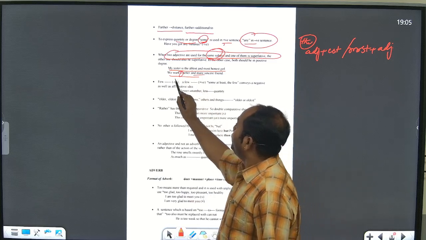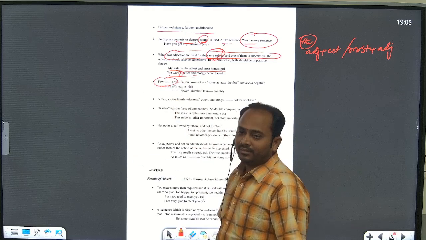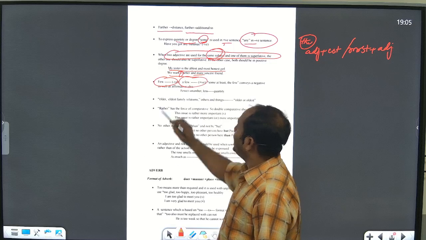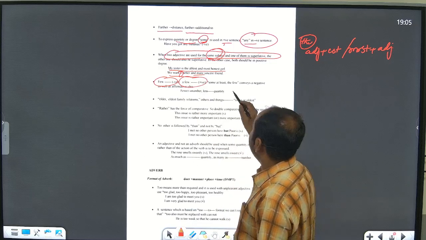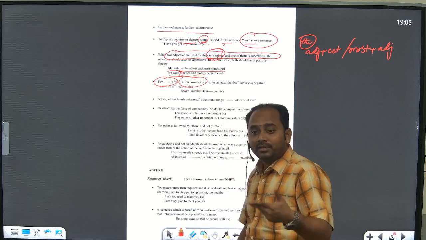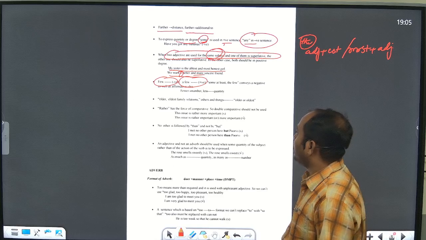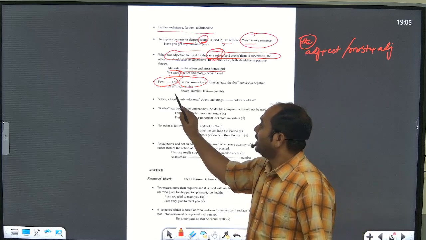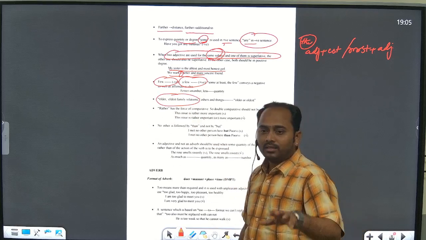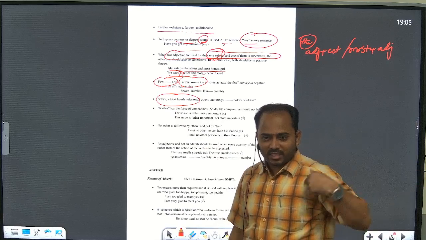Next, few indicates negative meaning, a few indicates positive meaning. Same way, little indicates negative meaning, a little indicates positive meaning. That we need to understand here. And elder, eldest. She is my elder sister. That means my blood relation.